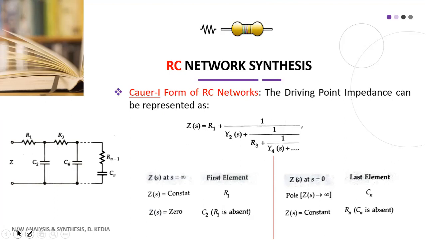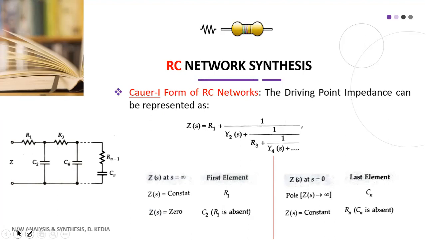Okay, so try to recall what we discussed in the Cauer forms yesterday. In the Cauer forms, we had talked about three things. We had identified the first element, we had identified the last element, and then we had used the continued fraction approach. Okay, so these three things we did. So similarly, for RC networks and RL networks also, the same kind of thing will take place for Cauer 1 as well as Cauer 2.